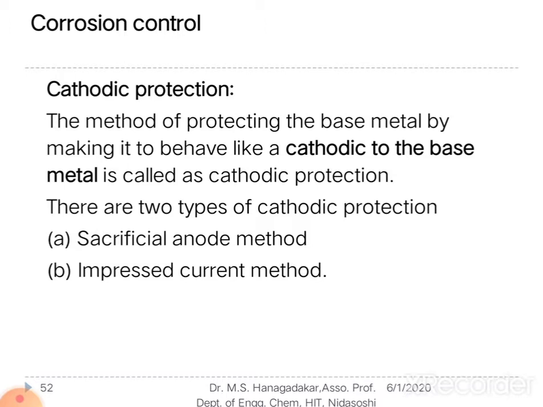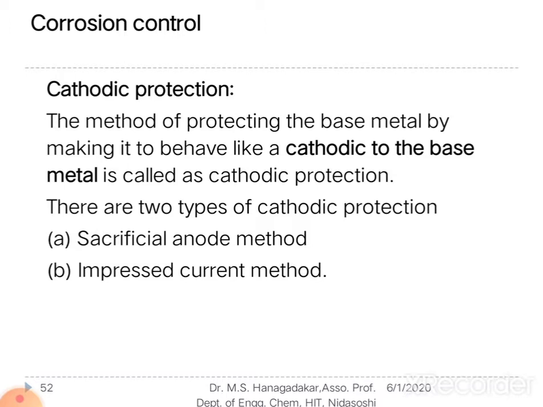In the previous video lecture, we came to know about the introduction part of corrosion, the types of corrosion, and what are the factors which are influencing the rate of corrosion. Now let us discuss the next part of this concept: how to protect metals against corrosion, that is corrosion control.